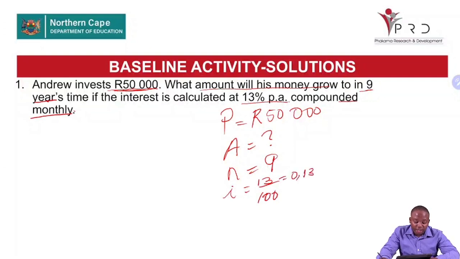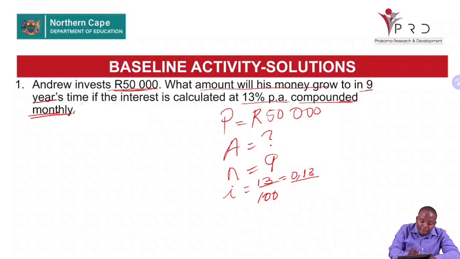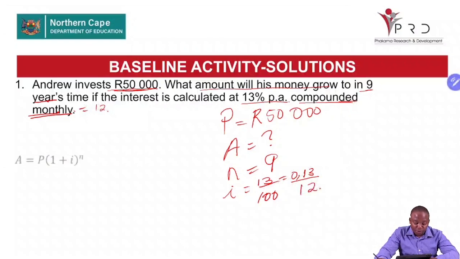Thereafter, we remember that we have a compounding period. So when we have a compounding period, the i is always divided by our compounding period. In this case, our compounding period is monthly. It means we divide by 12. So we divide our i there by 12. Now let us go into the solution.